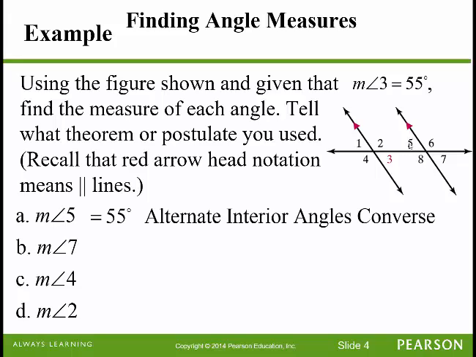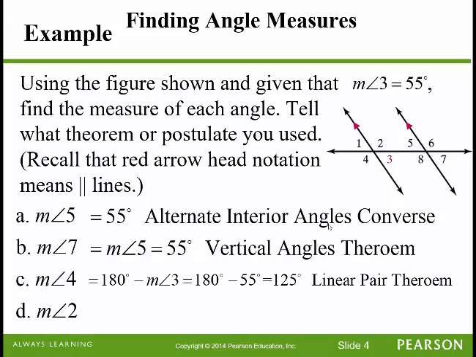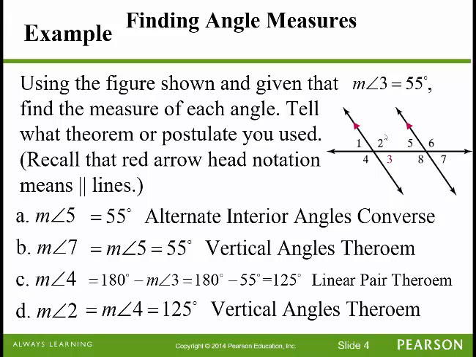Well, that is also equal to 55 degrees because they're alternate interior angles. Angle 7 here is also going to be equal to the measure of angle 5, which is 55 degrees. That's by the vertical angles theorem. The measure of angle 4 is equal to 180 degrees minus the measure of angle 3, or 180 minus 55, and that's equal to 125 degrees. That's by the linear pair theorem. Then the measure of angle 2 is going to be equal to the measure of angle 4 by the vertical angles theorem. So we know that that's also 125 degrees.